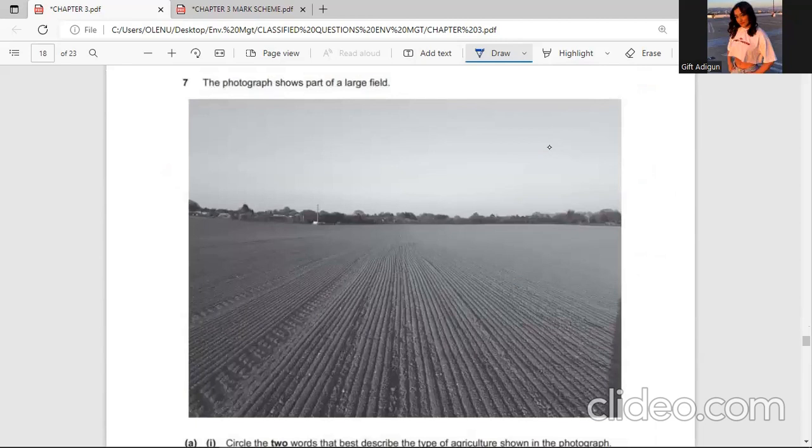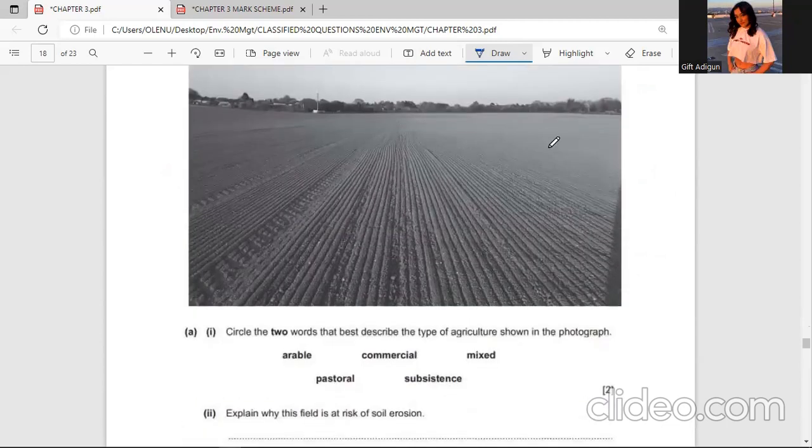Now, the photograph shows part of a large field. This is the field. Now, they said circle 2 words that best describe the type of agriculture. If you look at this, it should be commercial, because commercial is when you cultivate to sell to make profit, and it cannot be arable, because there is no animal here, so it should be growing of crops. Remember, pastoral is growing of animals. Mixed is when you grow crops and animals. Then subsistence is when you cultivate for consumption. Commercial is when you cultivate to sell.